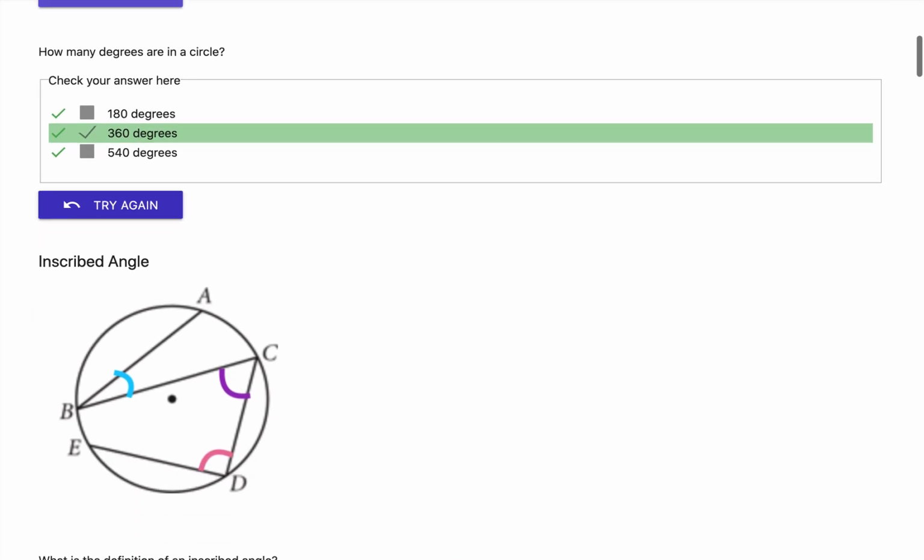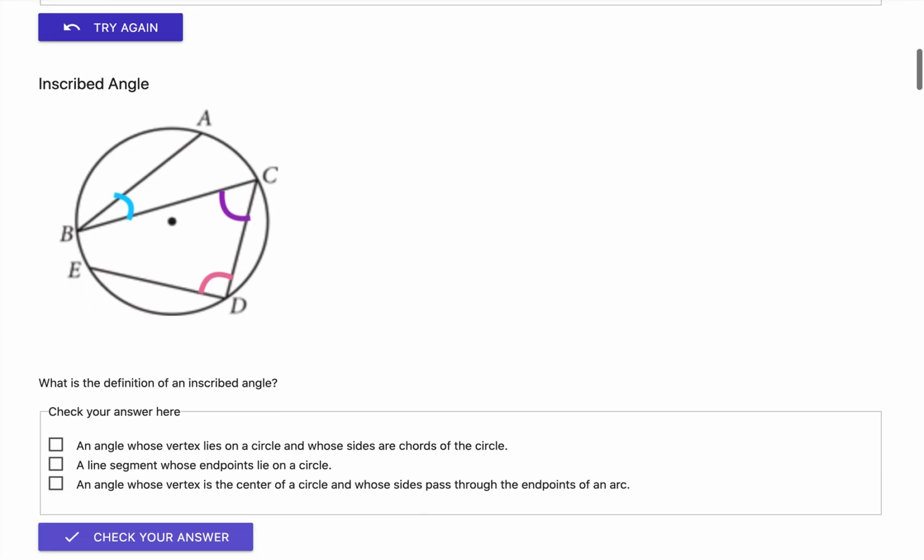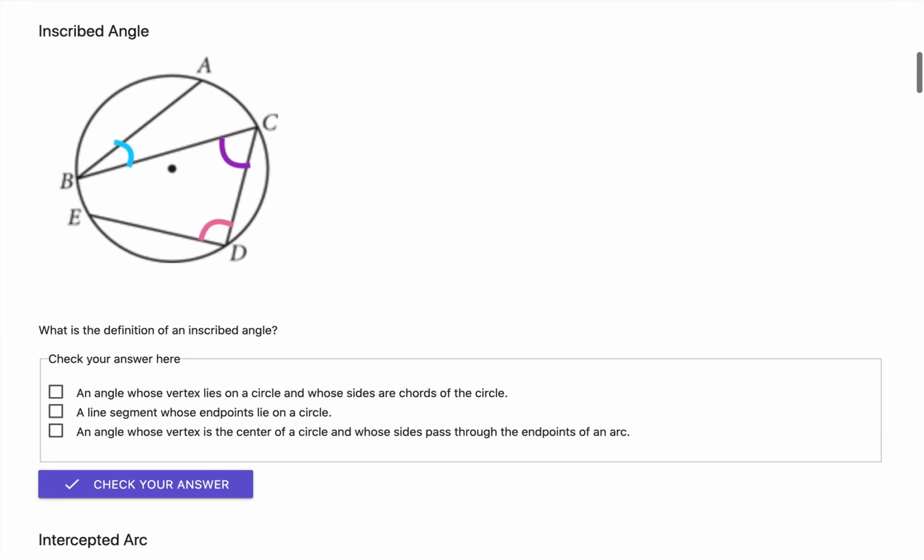Now we're moving into some new vocabulary, so have your pencils out to add to your vocab sheet. The first term I have here is called an inscribed arc. Sorry, my bad. An inscribed angle. And you'll see that this blue angle represents an inscribed angle, this purple angle represents an inscribed angle, and this pink angle represents an inscribed angle. What I want you to do is look at the picture and look at the definition options and tell me which of these options you think is correct.